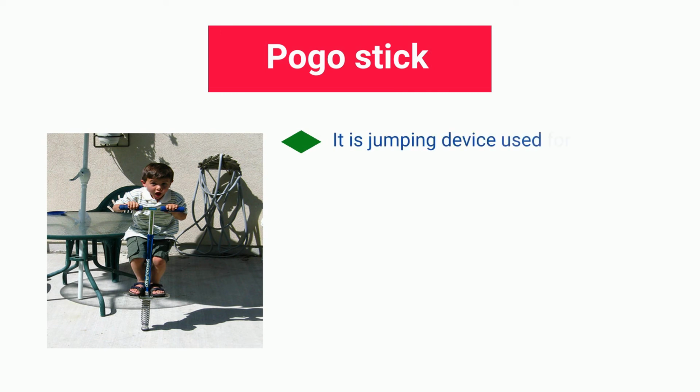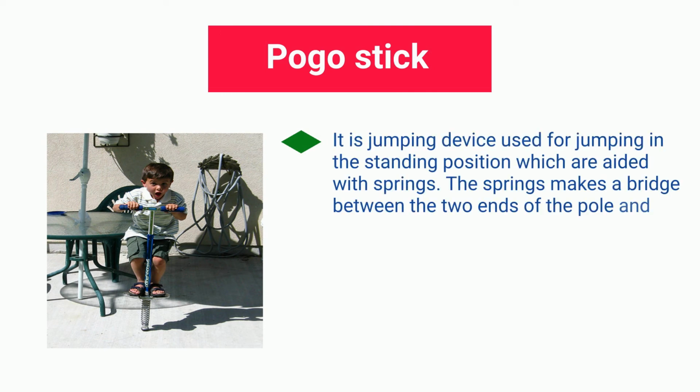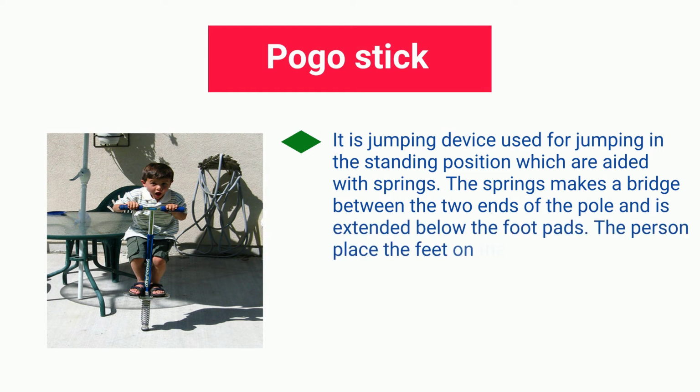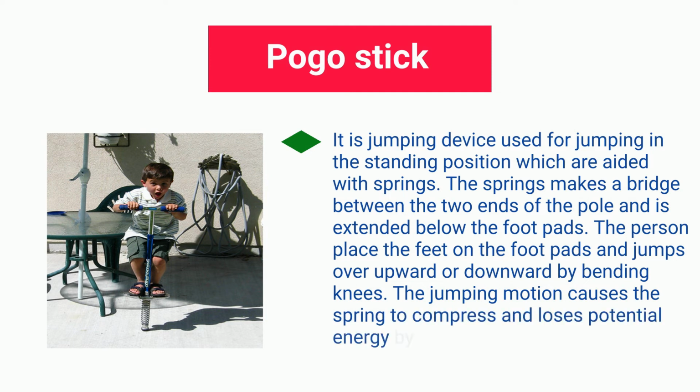Pogo stick. It is a jumping device used for jumping in the standing position, aided with springs. The spring makes a bridge between the two ends of the pole and extends below the foot pads. The person places the feet on the foot pads and jumps upward or downward by bending the knees. The jumping motion causes the spring to compress and lose potential energy by generating kinetic energy.